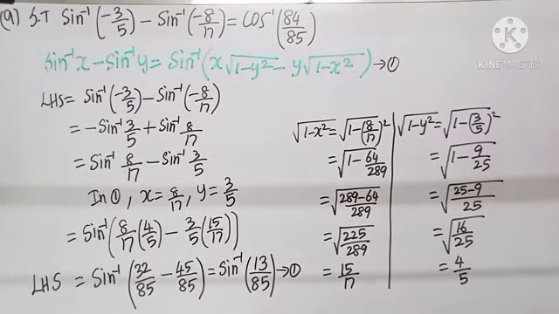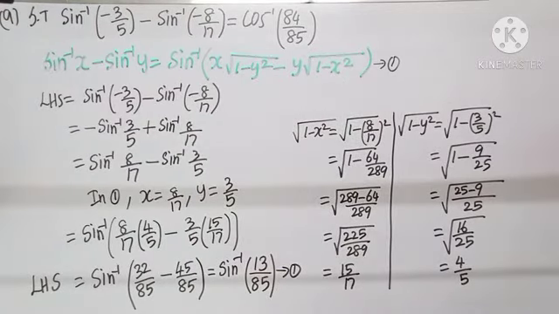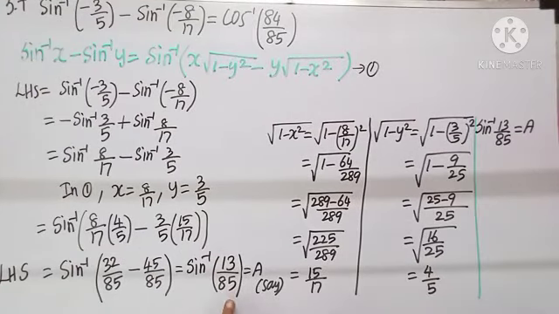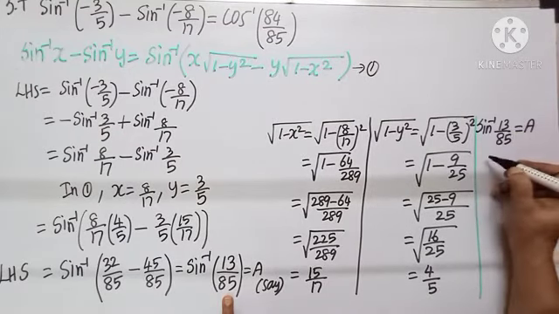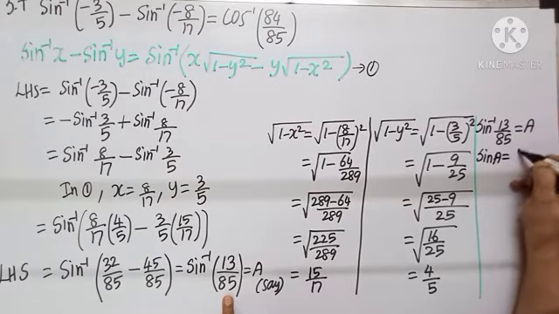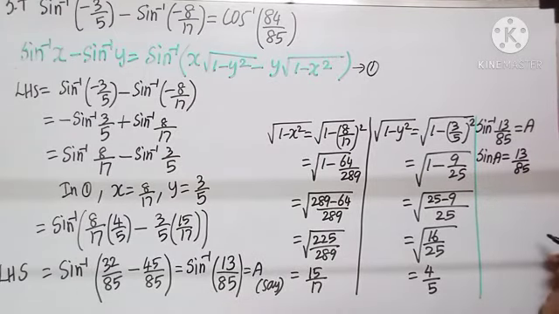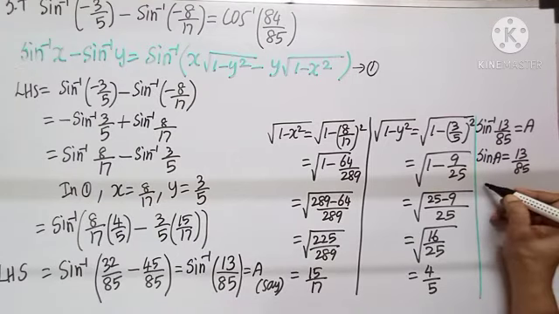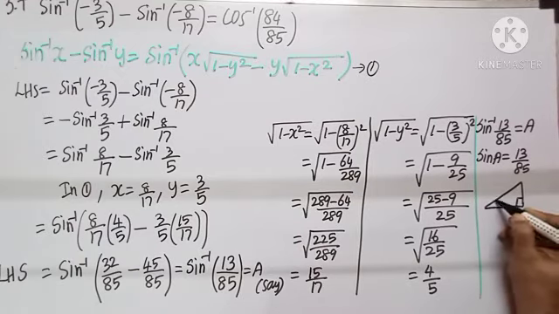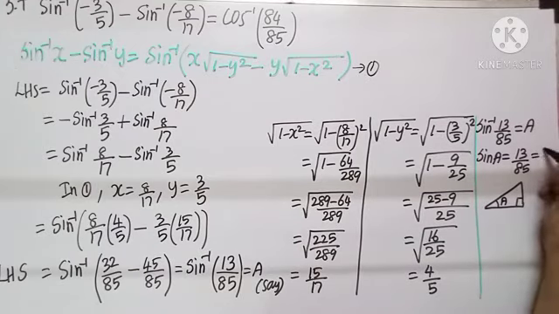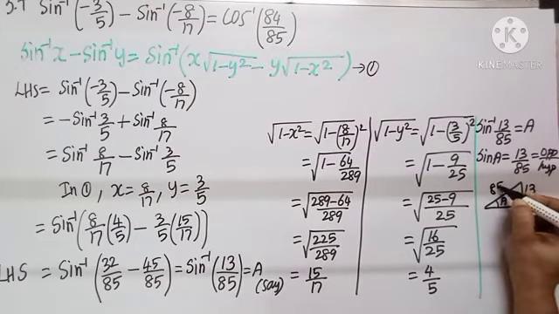So, let us draw the triangle. If this is A, find out what is that answer. Sine inverse 13 by 85, call A. Sine inverse 13 by 85 is A tells me. Bring sine inverse to the other side. Sine A equals 13 by 85. Once I know sine A is 13 by 85, draw the triangle. In the triangle, it is a right angle triangle, say A. This is opposite by hypotenuse. Opposite is 13, hypotenuse is 85.